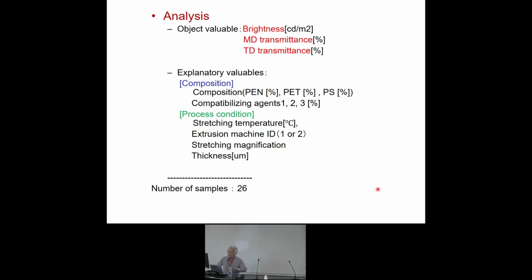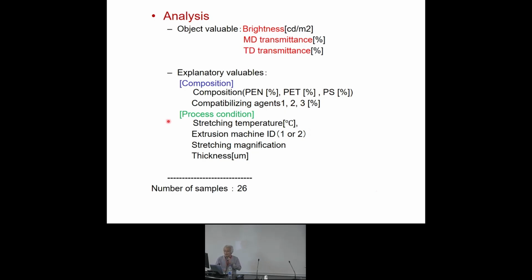So the analysis: objective variables are brightness, MD transmittance, TD transmittance, these three. And explanatory variables: composition information, composition PS %, and compatibilizing agent 1, 2, 3. The complete name is secret for all the company information.